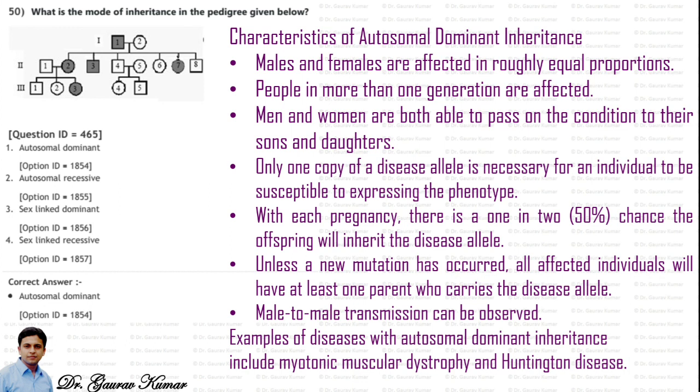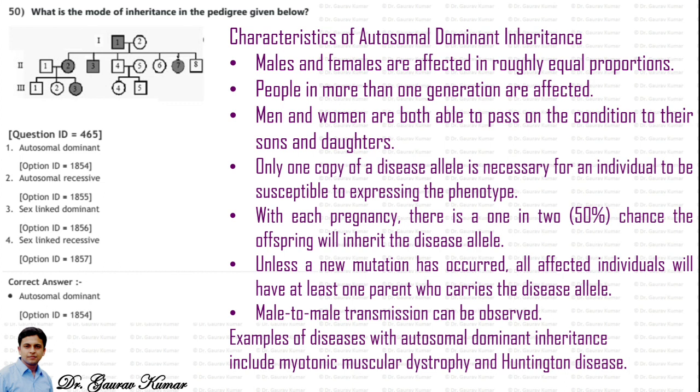With each pregnancy, there is a 1 in 2, that is 50%, chance the offspring will inherit the disease allele. Unless a new mutation has occurred, all affected individuals will have at least one parent who carries the disease allele, and male to male transmission can be observed. Examples of diseases with autosomal dominant inheritance include myotonic muscular dystrophy and Huntington's disease.